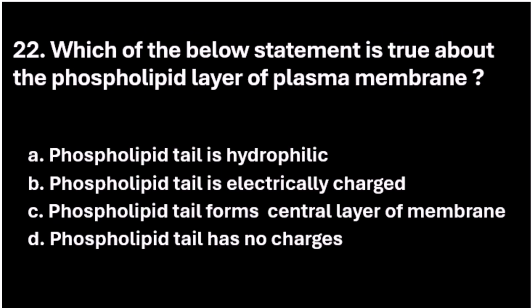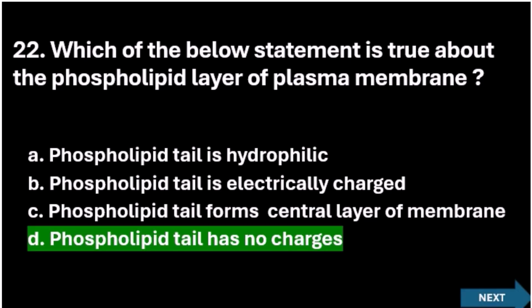Next question. Which of the below statement is true about the phospholipid layer of plasma membrane? Option A, phospholipid tail is hydrophilic. Option B, phospholipid tail is electrically charged. Option C, phospholipid tail forms central layer of membrane. Option D, phospholipid tail has no charges. The right answer is phospholipid tail has no charge is the true statement. All other statements are false statements regarding phospholipid tail.